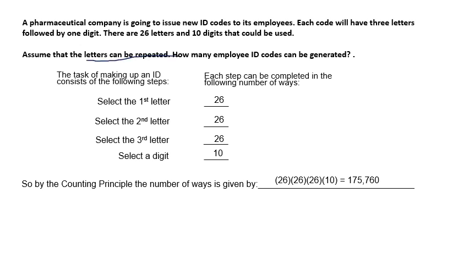Now, notice in this particular problem, the letters can be repeated. So notice the 26 stay the same. Oftentimes when you have IDs, passwords, things can't be repeated. So if I could not repeat a letter, the 26 would start going down, 26, 25, 24. So this concept of what they call repetition is very important to recognize in counting. Moving on.